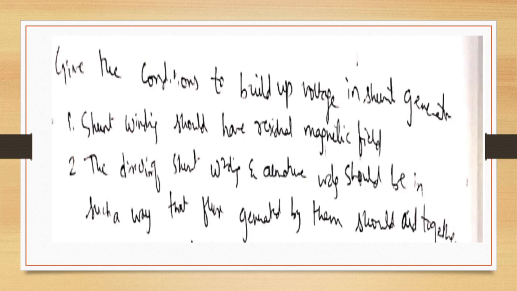First one is shunt winding should have residual magnetic field. Second one is the direction of shunt winding and armature winding should be in such a way that flux generated by them should aid each other. Okay. What is the first point? Shunt winding should have residual magnetic field.